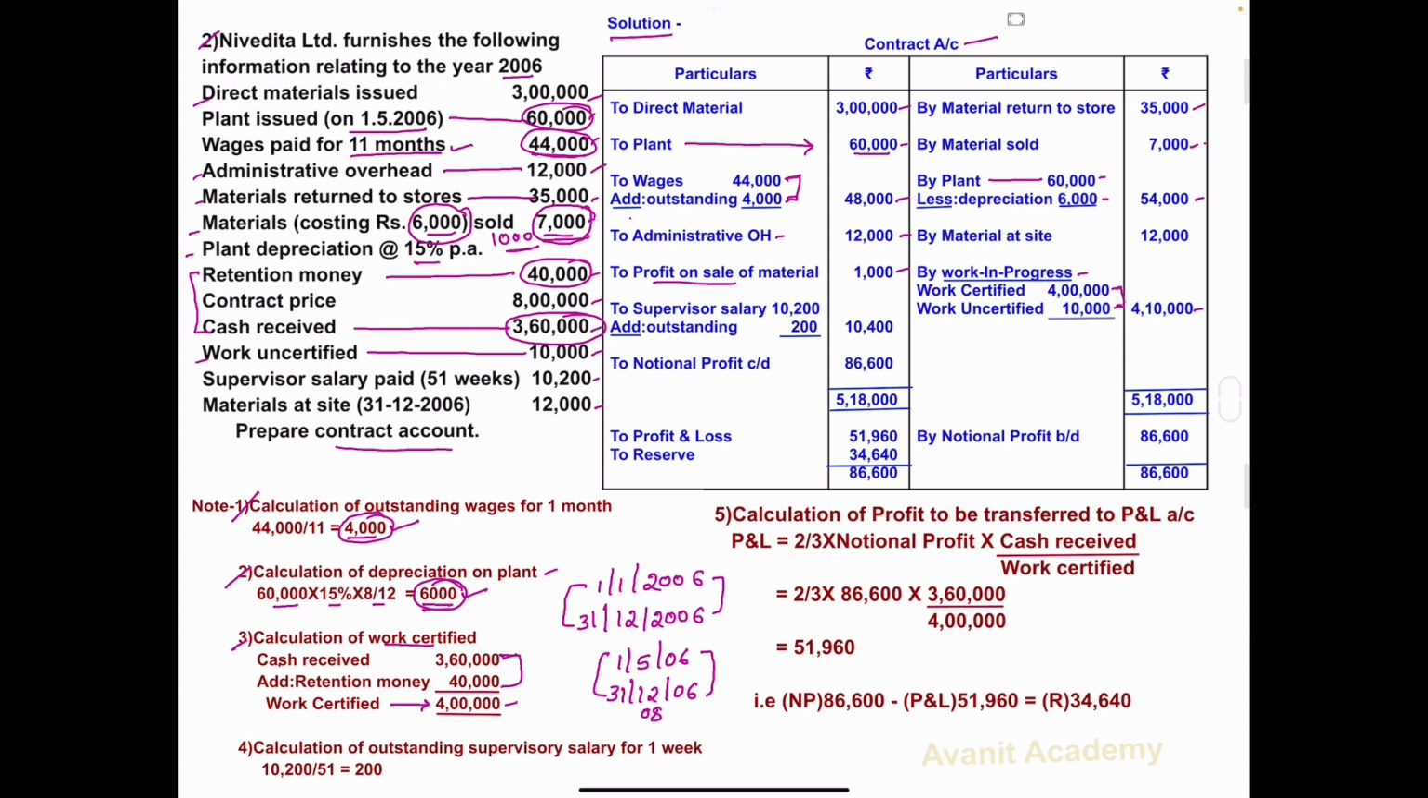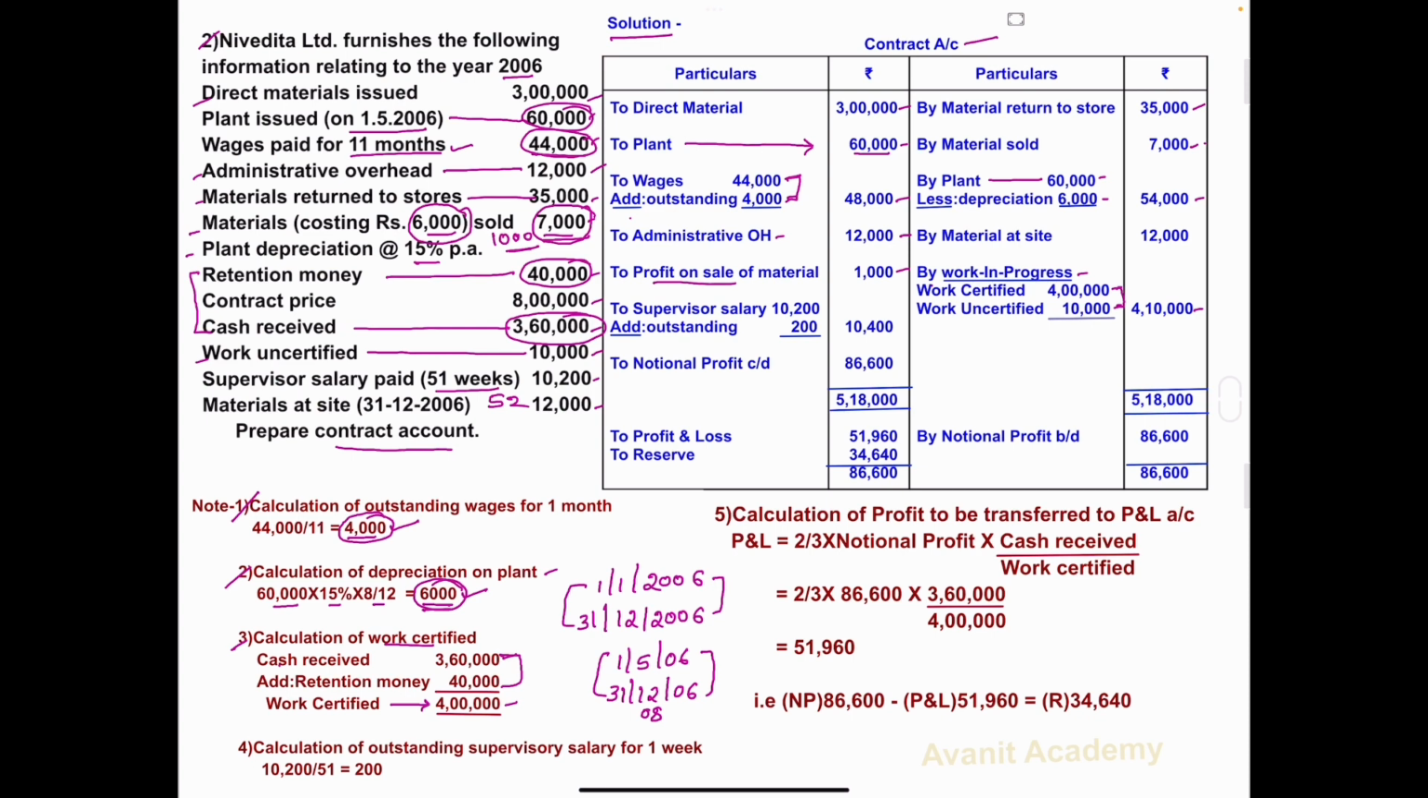Next, supervisor's salary paid 51 weeks and the amount is 10,200. Okay, the supervisor's salary is paid. Paid for how many weeks? 51. So in 1 year, how many weeks are there? 52. Correct? But the supervisor's salary is paid for 51 weeks only. It means that the supervisor's salary for 1 week is outstanding, and that one we have to calculate, and that amount we have to add to this 10,200.